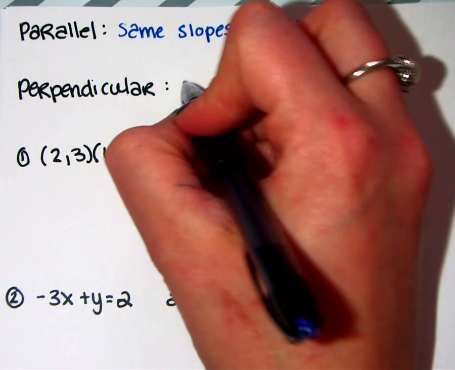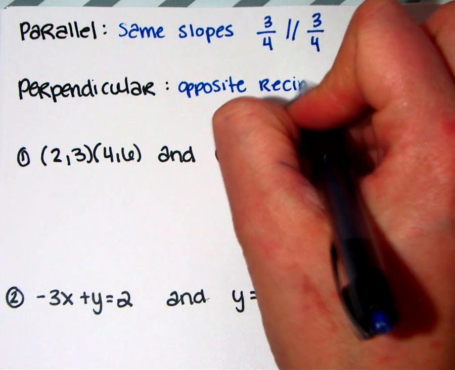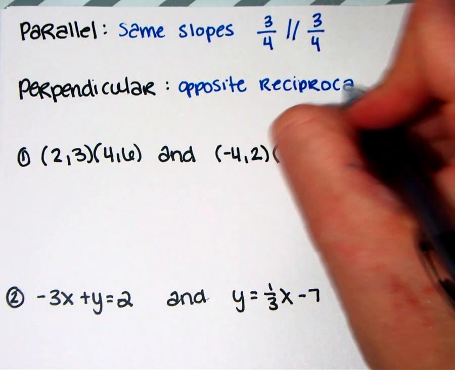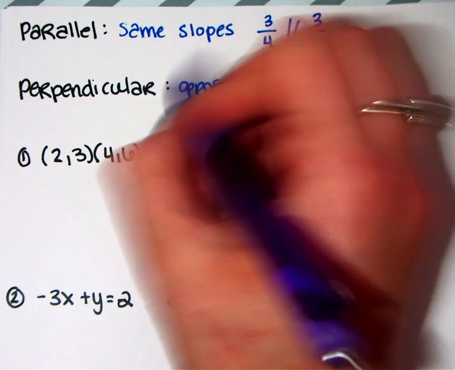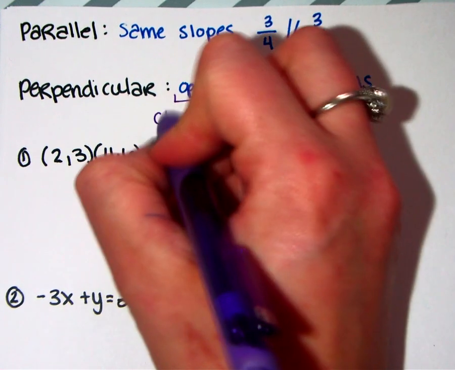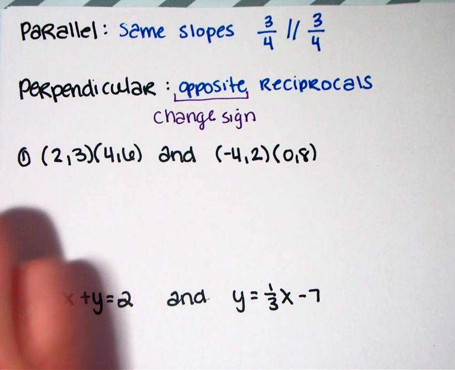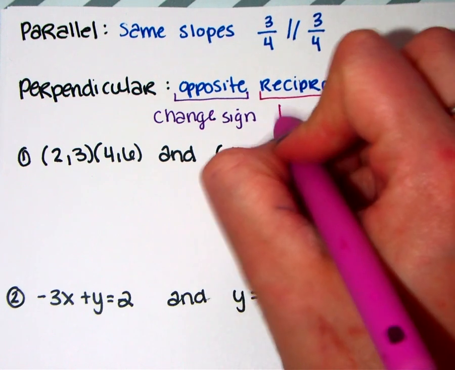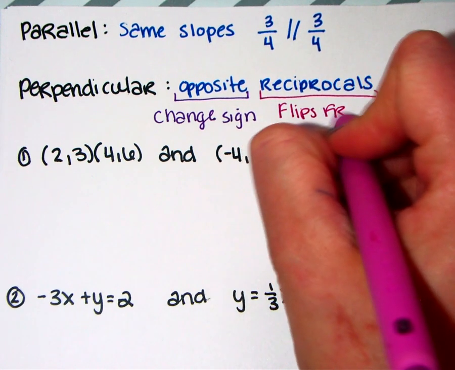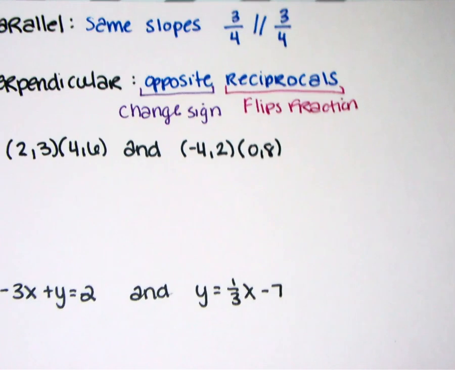Perpendicular slopes are opposite reciprocals. Opposite reciprocals kind of have two meanings. The term opposite means that it changes sign. The term reciprocal means that the fraction flips. In order for something to be perpendicular, both of those things have to happen.